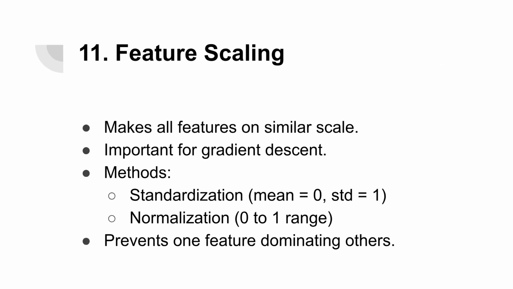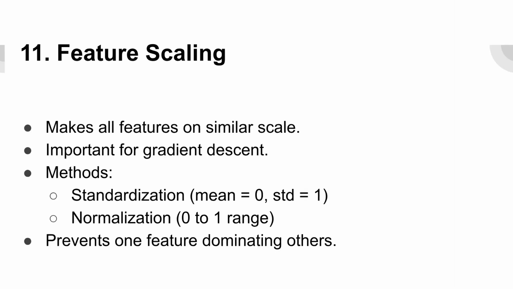Feature scaling makes all features similar in scale, which is important for gradient descent. Methods include standardization and normalization. This prevents one feature from dominating others.